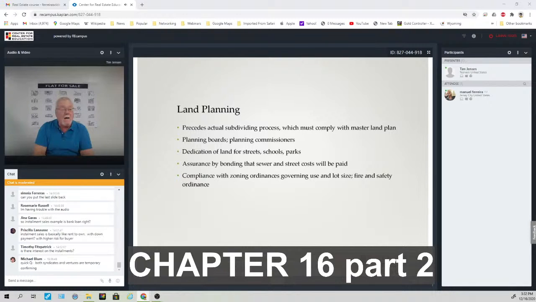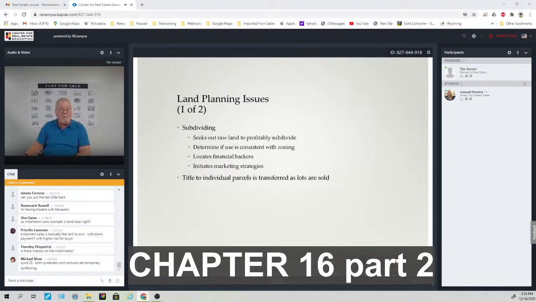Developers have to bond their projects with the municipality to ensure that their municipal requirements for street and sewers are fulfilled. And if they don't do it all, then the bond is used to complete that. And the developer must be aware of the zoning ordinances governing the lot sizes, fire and safety ordinances, and all other issues regarding what they can and cannot build, so that when they do present their project, they're going to get a positive response.